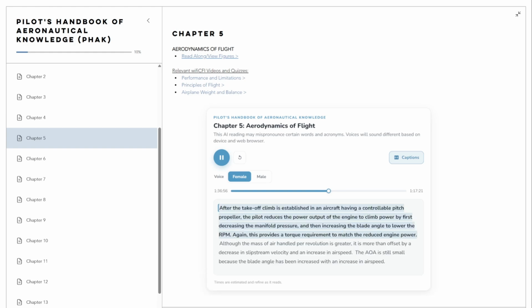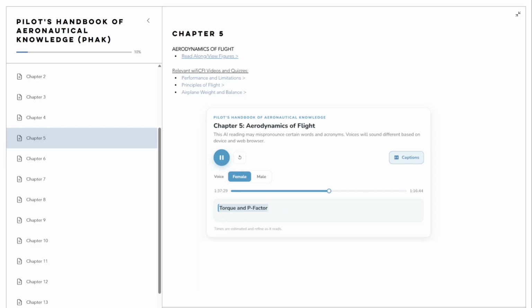After the takeoff climb is established in an aircraft having a controllable pitch propeller, the pilot reduces the power output of the engine to climb power by first decreasing the manifold pressure, and then increasing the blade angle to lower the RPM. Again, this provides a torque requirement to match the reduced engine power. Although the mass of air handled per revolution is greater, it is more than offset by a decrease in slipstream velocity and an increase in airspeed. The AOA is still small because the blade angle has been increased with an increase in airspeed.